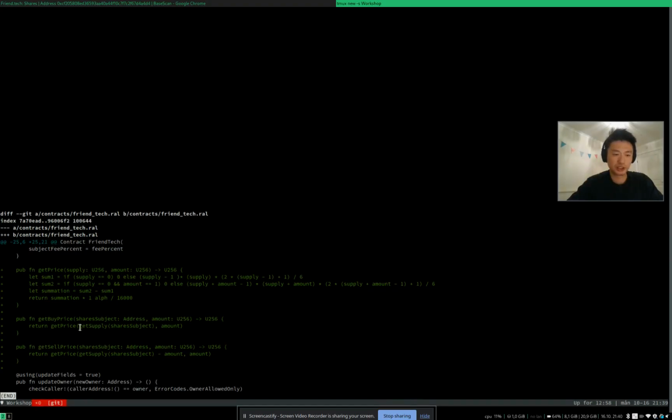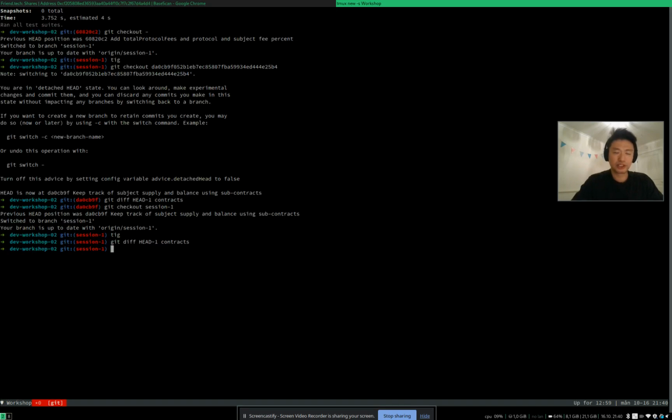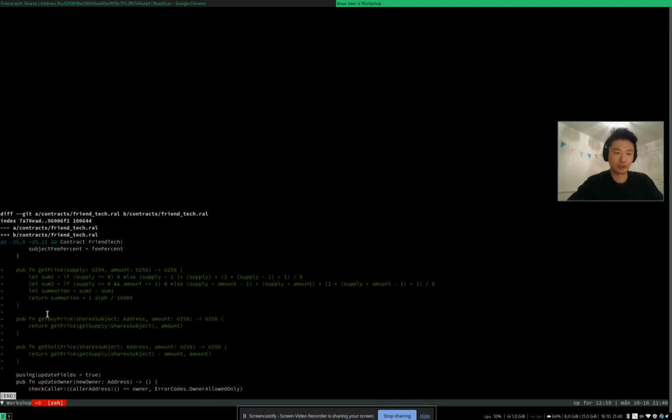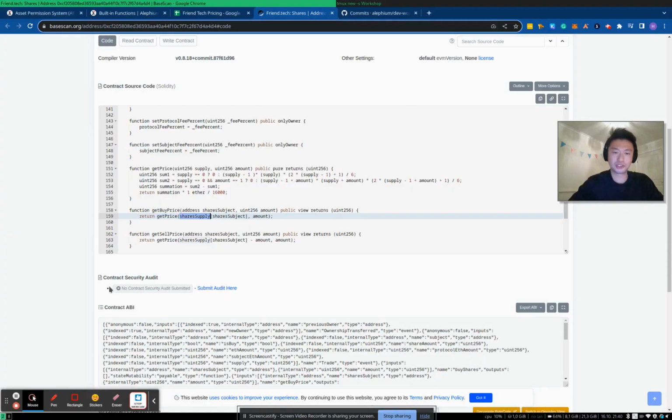We use the get supply function that we implemented in the previous commit, which leverages the subcontracts to get the supply for this subject. Then we use the same get price function to calculate the total price for this amount of shares. So there's not much to talk about here. It's pretty much the same as the original. You can see that sometimes it's pretty easy to port the functionality from Solidity to Rust. It looks almost identical.